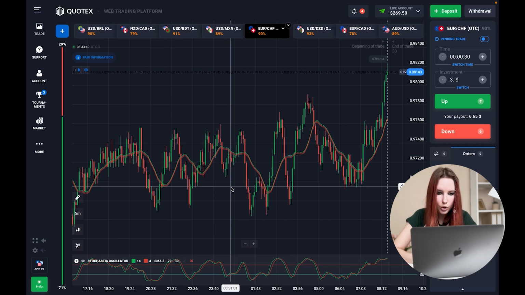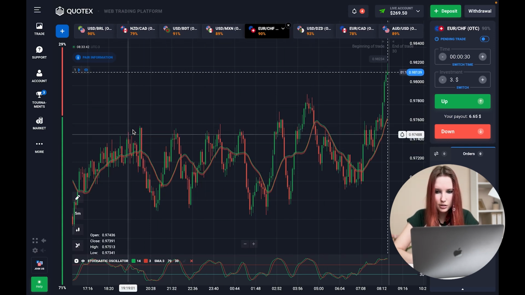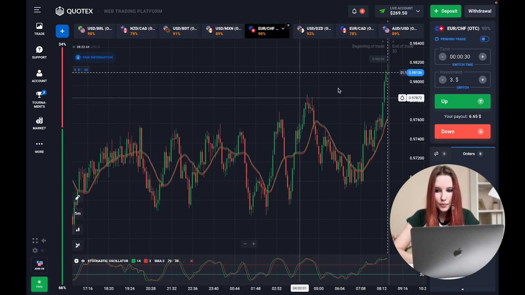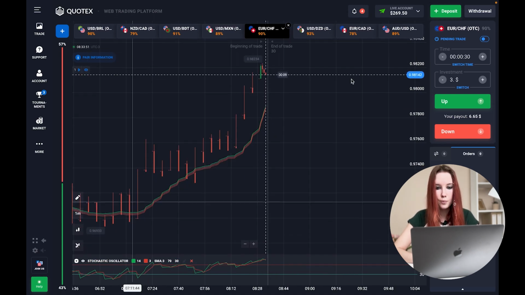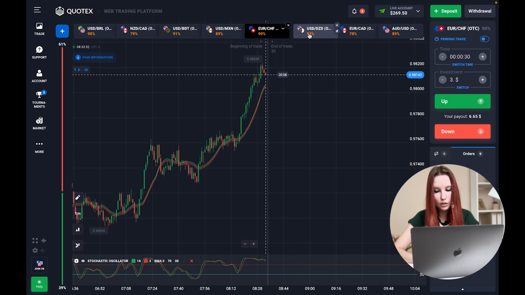And look, here we see that the price is trading in a flat, and if we connect these maximum points, we can see that the price is now at the resistance level. So that's why my trade was down here. So guys, I'm going back to the 1 minute time frame, and I want to go to this currency pair.